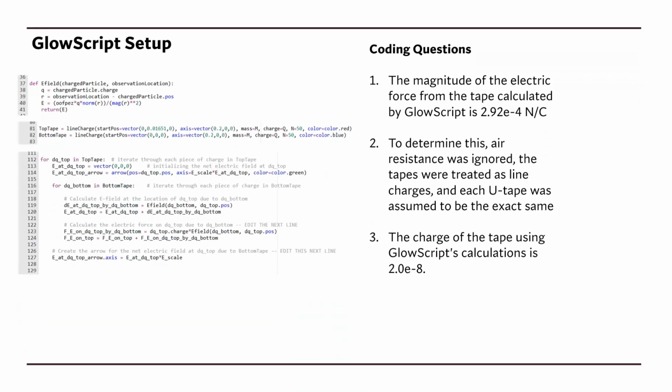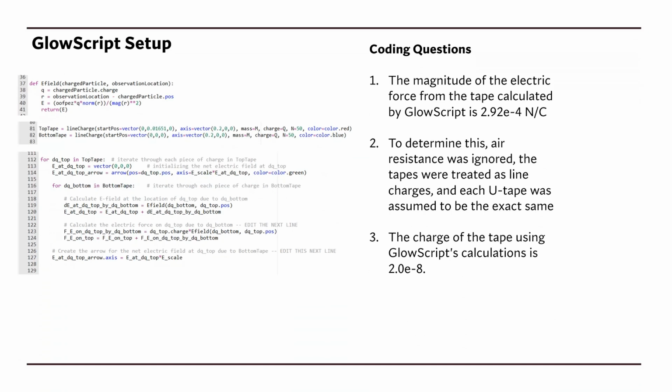So here's our GlowScript setup for this experiment, the line charge model. On the left, we have our electric field function, our top and bottom tape being created as a line charge, and then we have the summation of the charge and electric field they create.